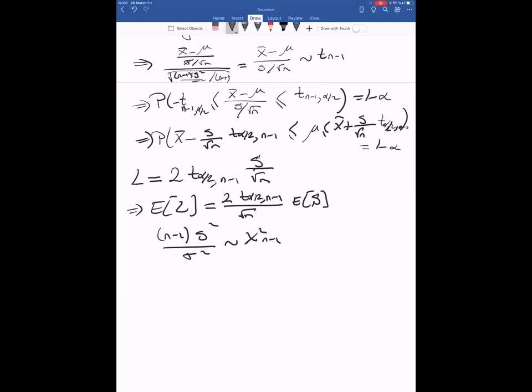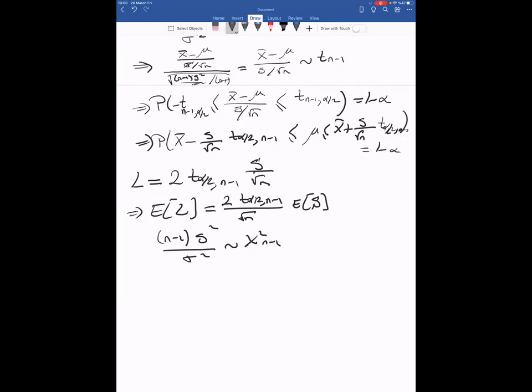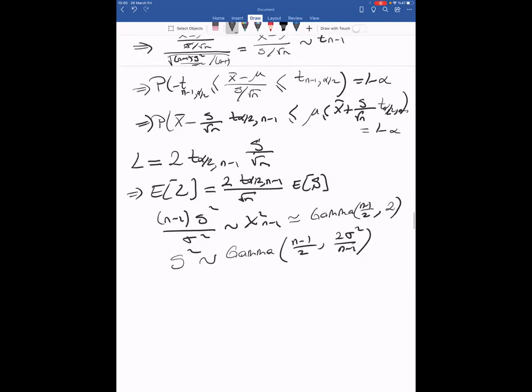Then we need to find the distribution of S. Using this, we can get that S squared is distributed as gamma. So this is a gamma distributed random variable. The second parameter is 2, so the first is n minus 1 over 2. We multiply this gamma by, so this part will not change, 2 sigma squared over n minus 1. Using this, we can find the expectation of S.